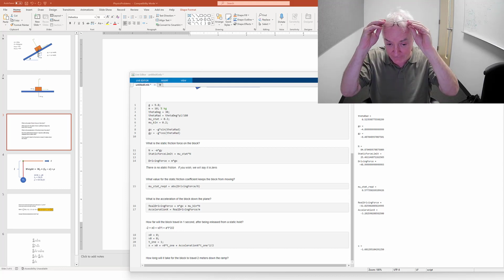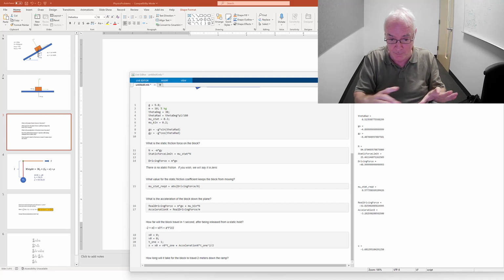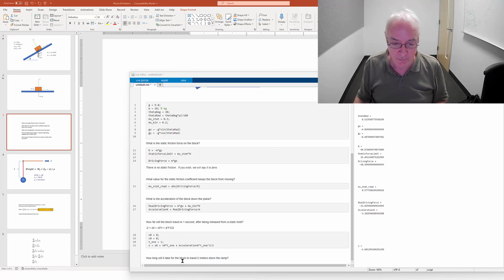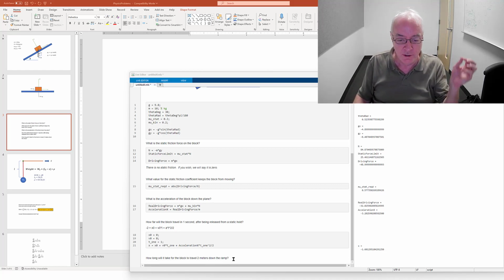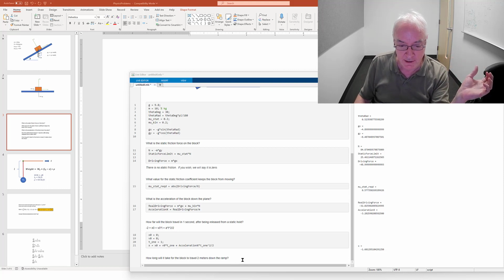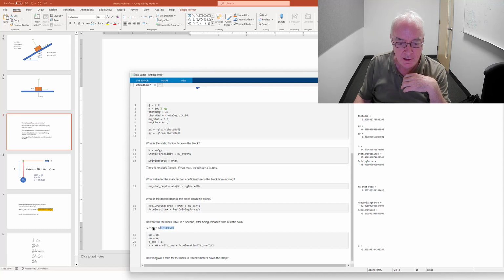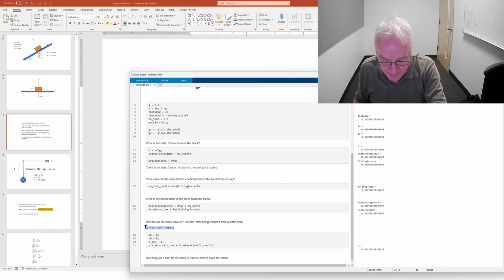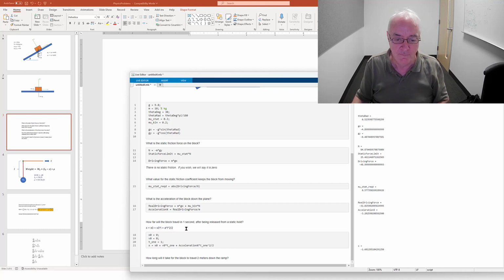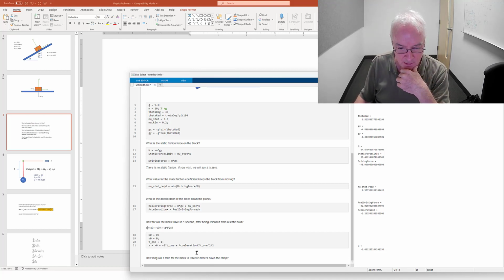So in this last video of this problem, we're going to wrap it up and answer this last question, which is how long will it take for the block to travel 2 meters down the ramp? I kind of did this at the end of the last video. I'm going to correct that and put it back to what I had before, which is our equation for x. I was merely showing how we're going to do this one.